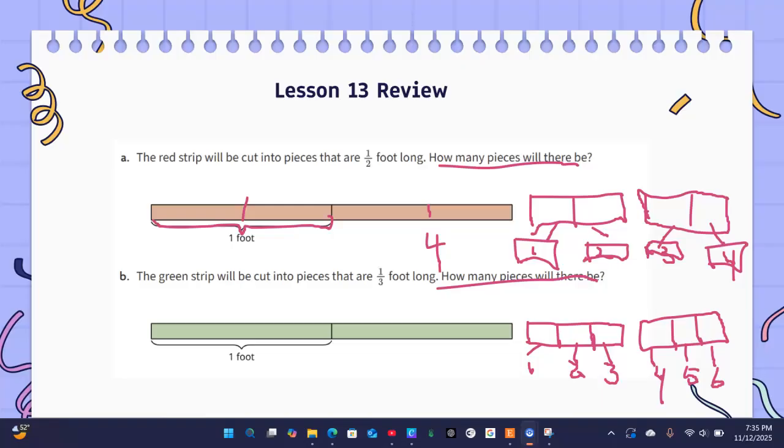Okay. And what I want you to keep in mind here is, as the denominator increases, what happens to the size of our pieces? Well, the denominator is going to tell us the size of the piece. Is it going to be large? Is it going to be small? And as you can see, looking at these two images, the first image's pieces are larger than the second, or the 1/3. The 1/2 pieces are larger than the 1/3 pieces. Okay.